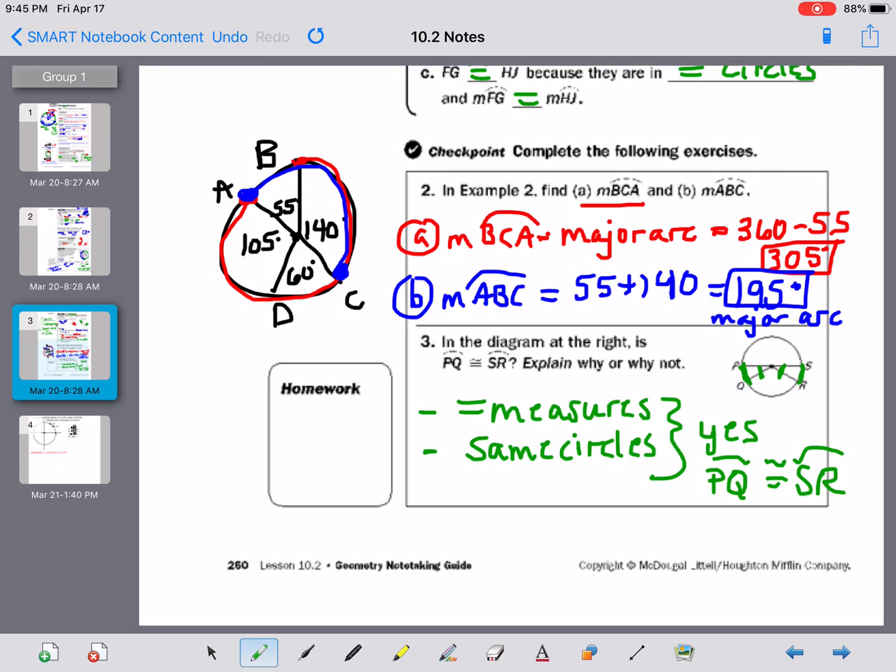All right, it looks like the book wanted us to stop here, but I have another problem I really want to challenge us with, so let's turn to the last page of our notes here.